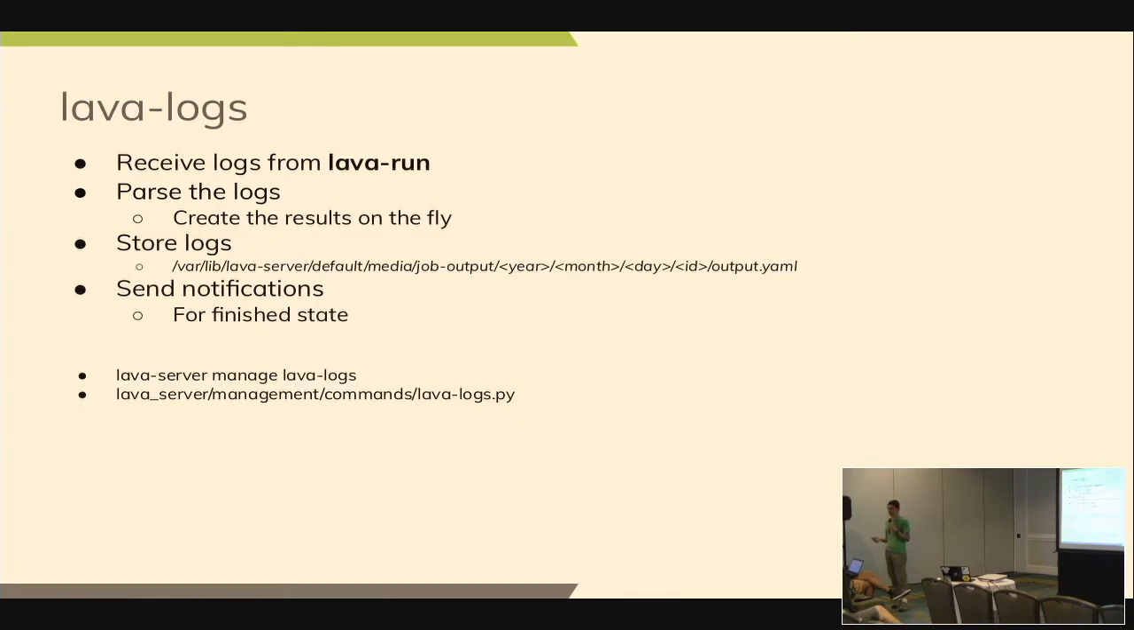And I just said that lava-run is sending back the logs to the server. And we need a process to grab the logs, and the process is called lava-logs. It's a daemon running on the master. It's only responsible for getting the logs. They are sent over the network, so it's just listening on a socket, and grabs the logs, records the right thing in the database, and stores it on the file system. That's all. Really simple process. And it's in lava_server management command lava-logs. And yeah, it's storing the logs in this directory if you want to have a look later on. It's not really interesting right now.